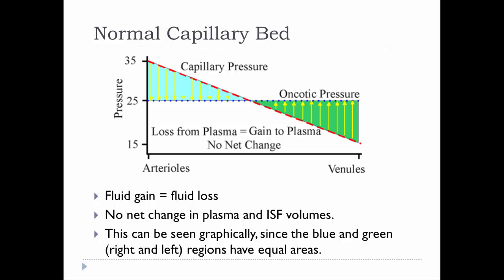Let's now look at a normal capillary bed and how filtration and reabsorption interact, kind of in a graphic diagram here. And then we'll kind of mess with this diagram to see how we can affect filtration and reabsorption by altering pressures or plasma protein levels. So first, let's get oriented.